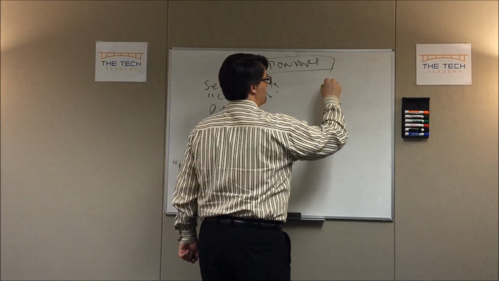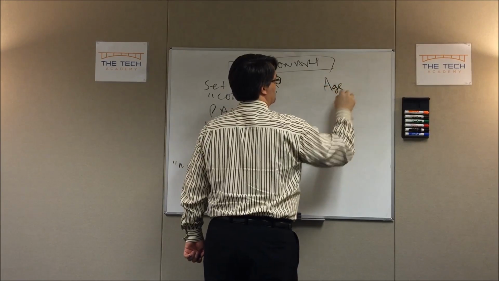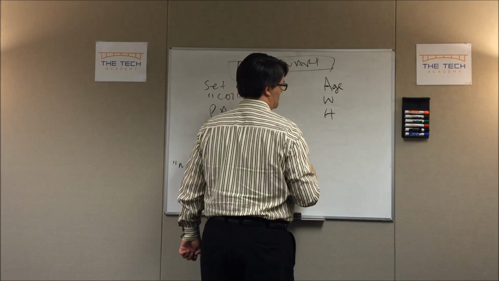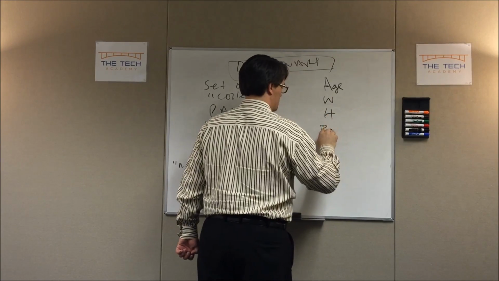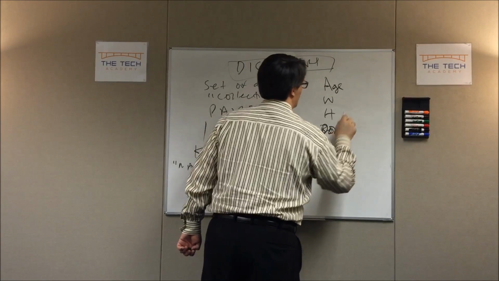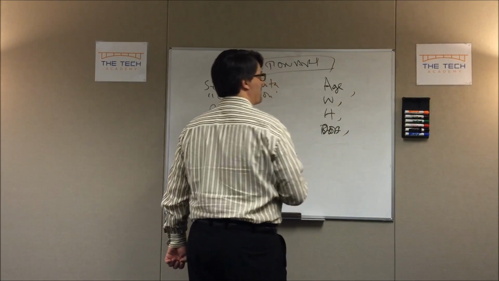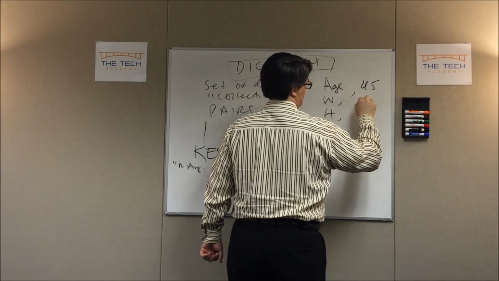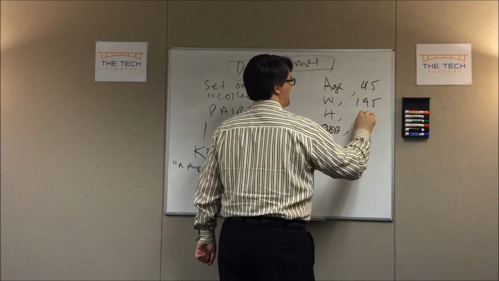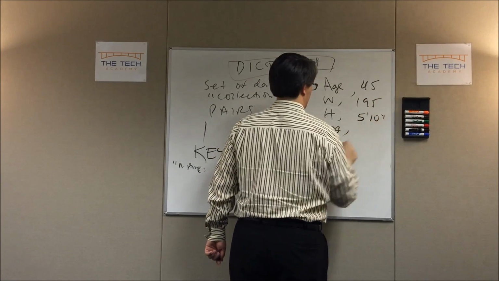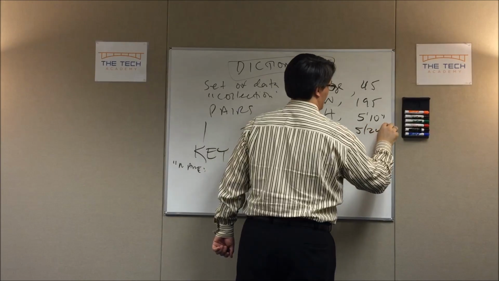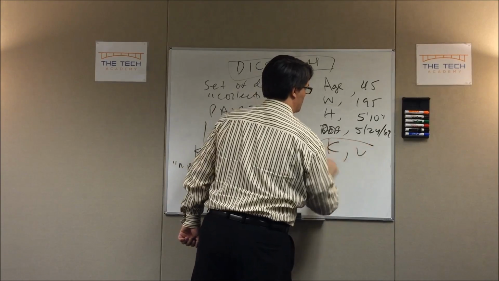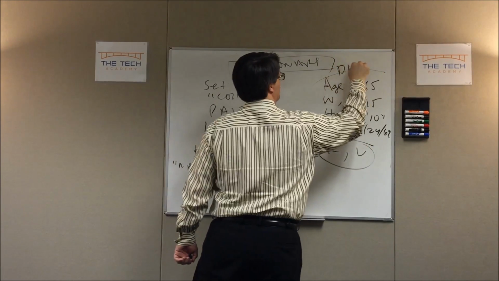A key could be age. Another key could be weight. Another one could be height. Another one could be date of birth. But they're pairs. The value could be 45. The weight could be 195, but it's not. The height could be 5 foot 10 inches. The date of birth could be 5/24/69. These are key value pairs. That's a dictionary, right there.